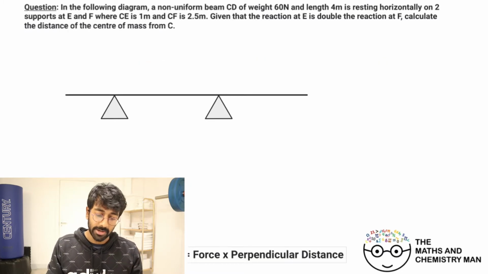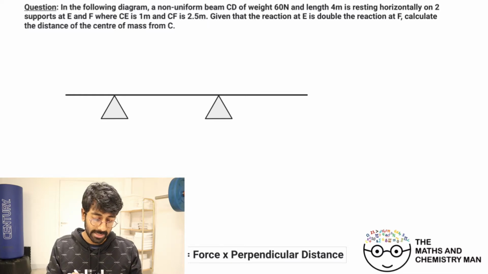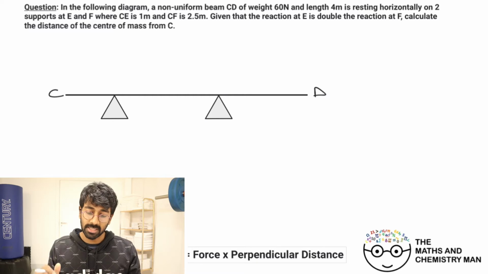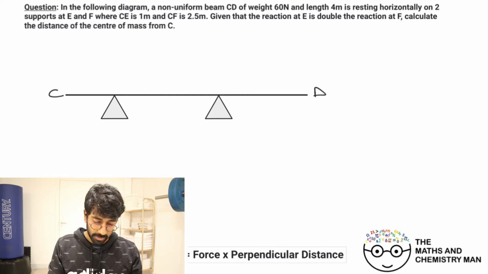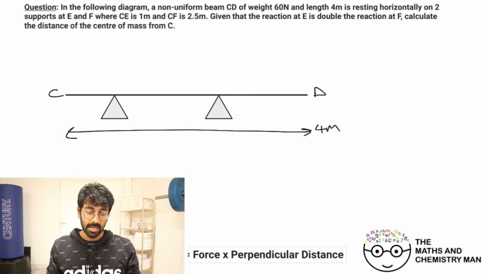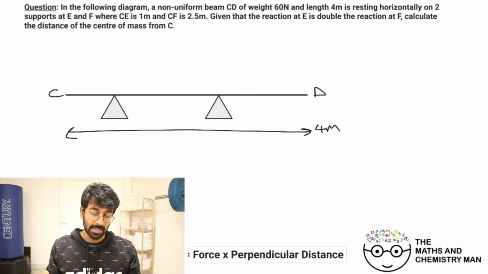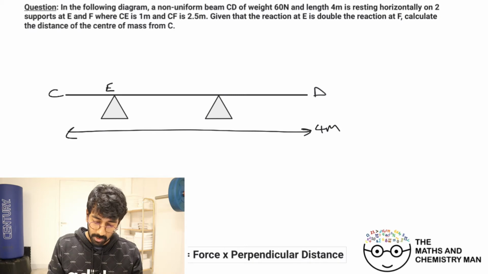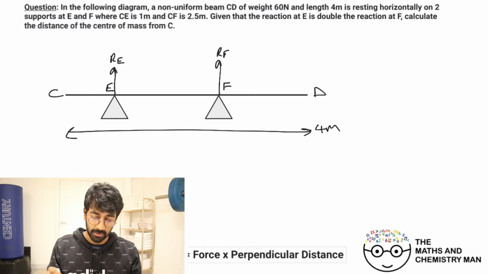So in the following diagram, we've got a non-uniform beam again, CD, right? So C and D. It's got a weight of 60 newtons and length of 4 meters. So we can fill this whole length in as 4 meters. And it's resting on two supports at E and F. So we've got E here, we've got F here. So fill those in. Get your reaction forces into there as well. Look, RE and RF over there.